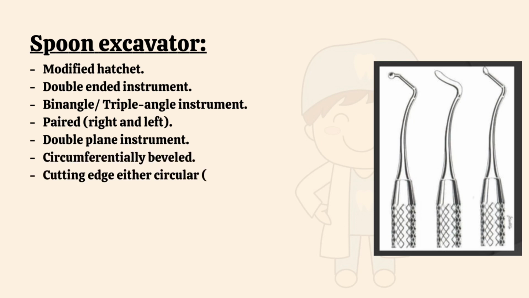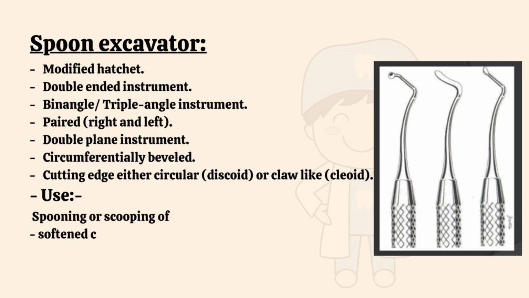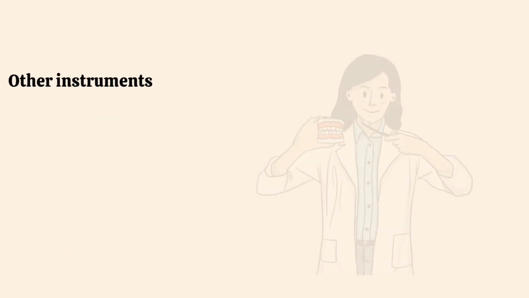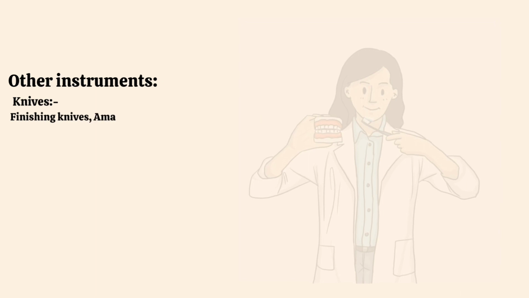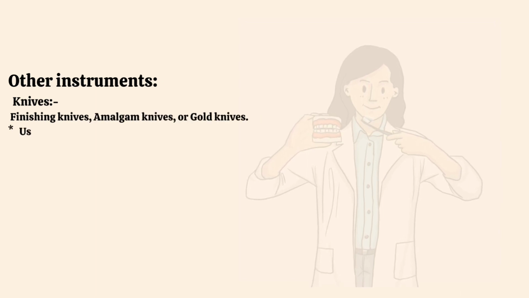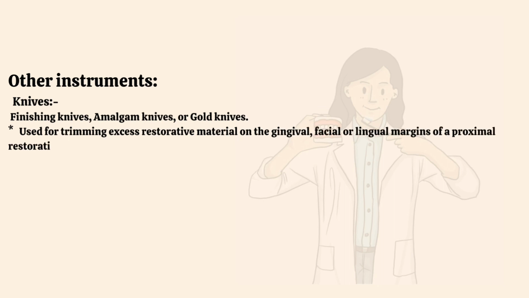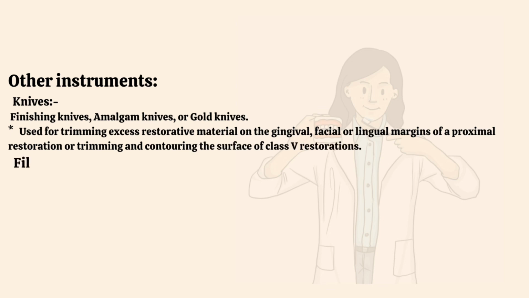edge either circular, discoid, or claw-like, cleoid. Use: spooning or scooping of softened carious material, carving amalgam or direct wax patterns. Other instruments: knives, finishing knives, amalgam knives, or gold knives. Used for trimming excess restorative material on the gingival, facial, or lingual margins of a proximal restoration or trimming and contouring the surface of Class 5 restorations.